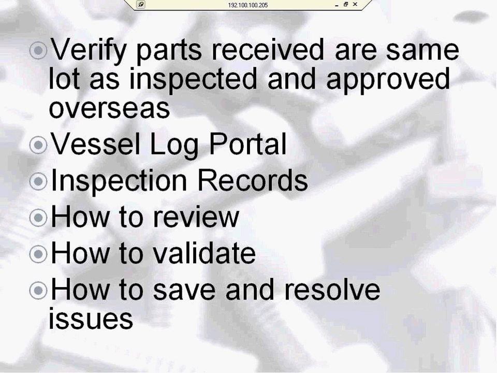To go through this process, we're going to look at how to read the vessel log portal in P21 to see what containers are on the water heading to your location, so you can be prepared; how you can access the inspection records that have already been completed on those parts, how you should review them, how you're going to use them and the parts that you received to validate that the inspection was correct and that the parts truly are conforming. We're going to talk about how we save the inspection record, and then if we have any issues that we need to resolve based on the inspection that you do, we're going to look at those.